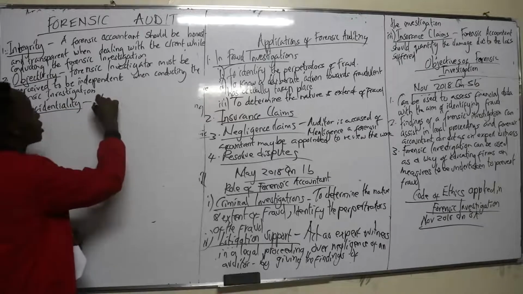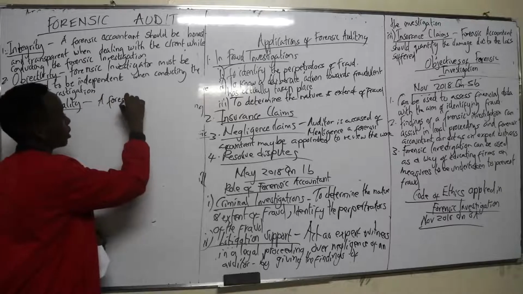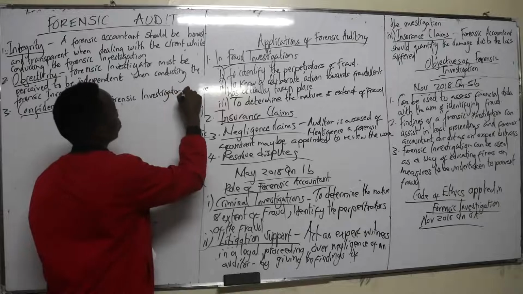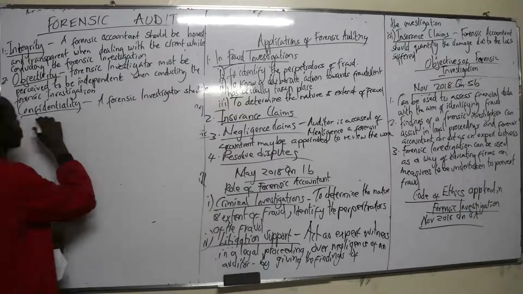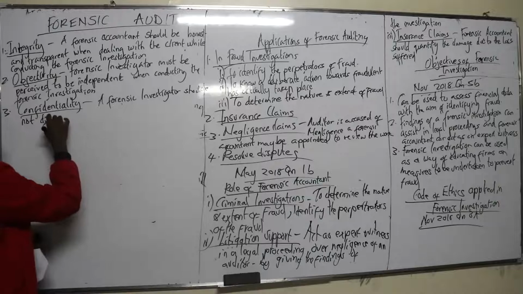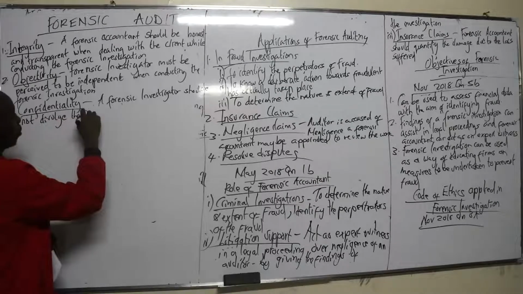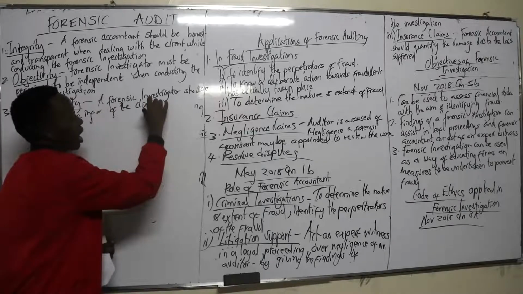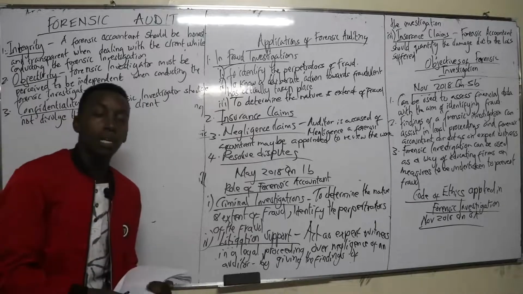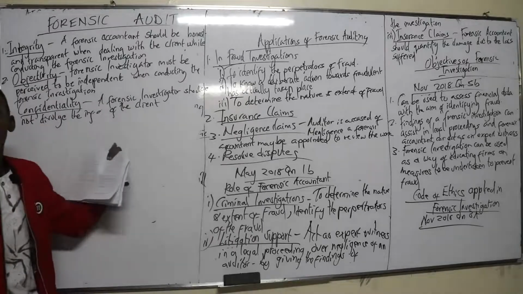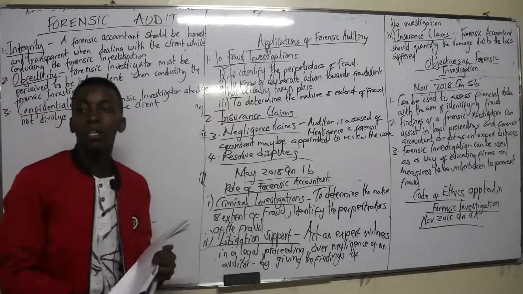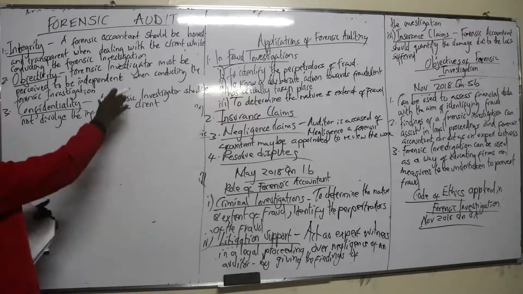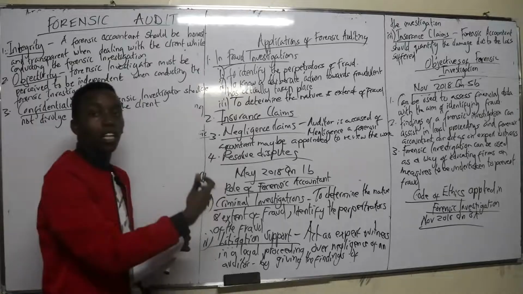So also, a forensic accountant or an investigator should not divulge the information of the client unless certain conditions are met. For example, what are some of the instances where confidentiality is not to be upheld? One is in the case of litigation, because this evidence will be used in legal proceedings.